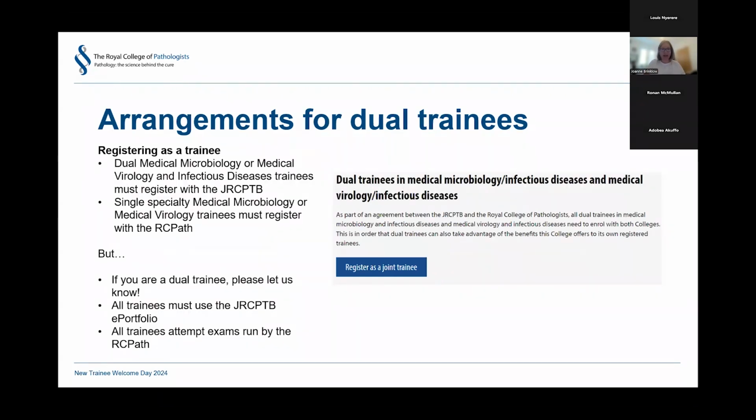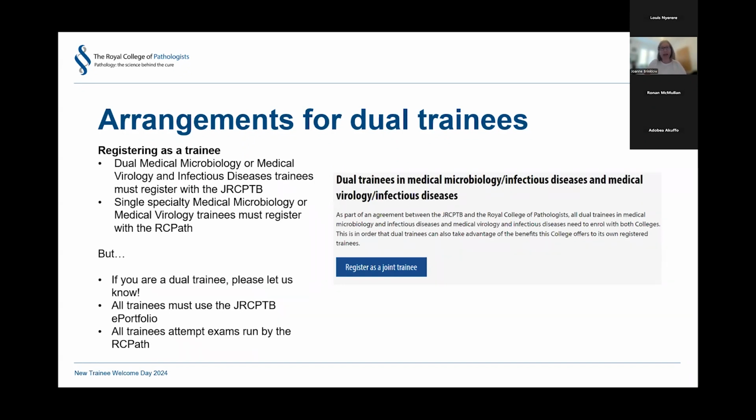As I've said, every trainee, regardless of single specialty or whichever dual combination of training they're doing, has to use the JRCPTB e-portfolio. And all trainees must attempt the exams that are run by our college, by the RCPath.